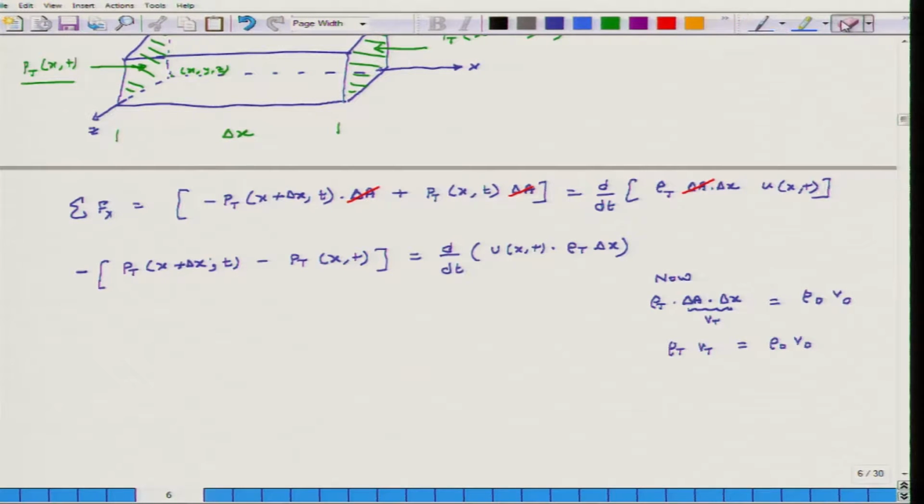Okay. So, I had erased this delta A from here. It may be a little convenient to not erase it at this time. So, I have introduced it back in the system. So, this is V(t), this is V(t). Okay. So, this entire thing can be replaced by rho naught V naught.